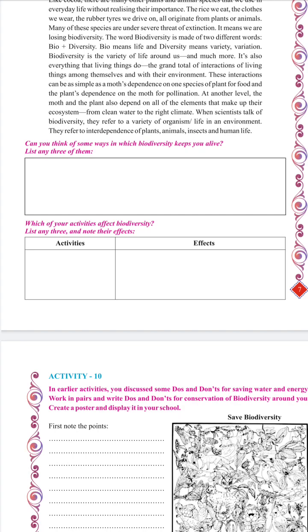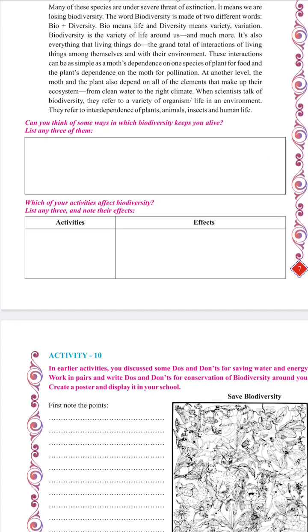Now we will find that biodiversity is a naturally existing thing. Like fruits, they are provided by the plants for the human beings. So we depend on plants for our food, or we depend on animals for our food. Like milk, egg, chicken, meat, etc. are provided by the animals, and fruits, vegetables, pulses, cereals, etc. are provided by plants. So we depend on plants and animals for our food. So that is one of the ways in which biodiversity keeps us alive. The remaining three are to be mentioned by you.